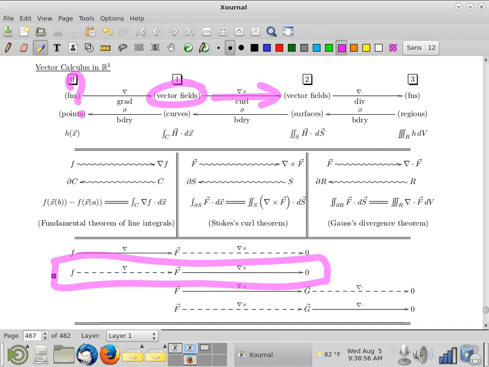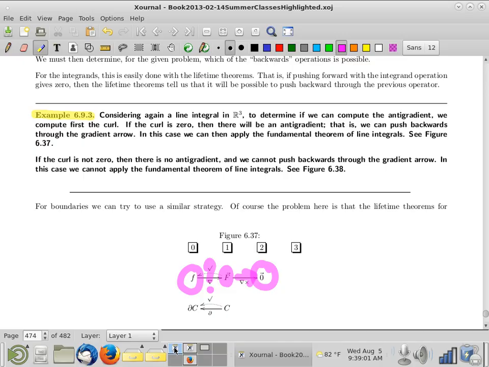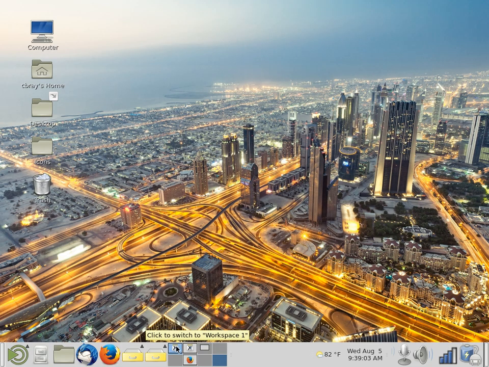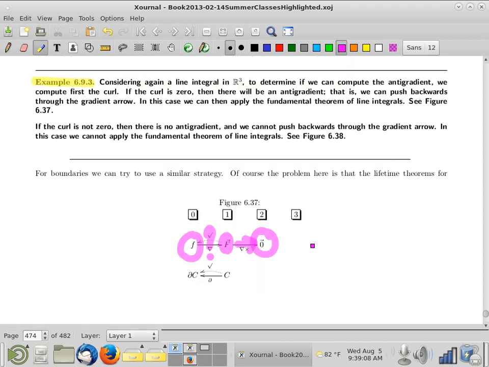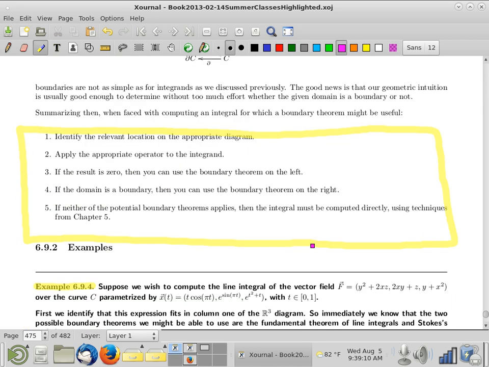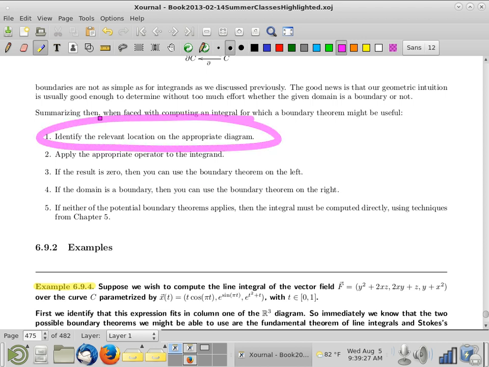Okay. All right. So usually the following method is a good general practice. And that is, figure out where you are on which diagram. Right? Are you in R2 or R3? Are you computing a line integral or flux integral? What are we computing here? What are we dealing with? And thereby, knowing where you are, you know what your two theorem alternatives might be.